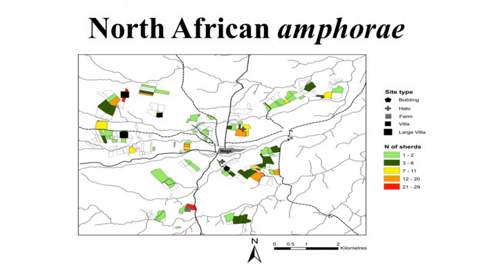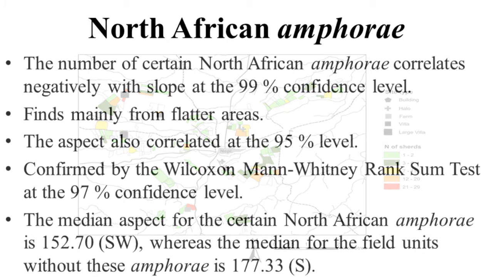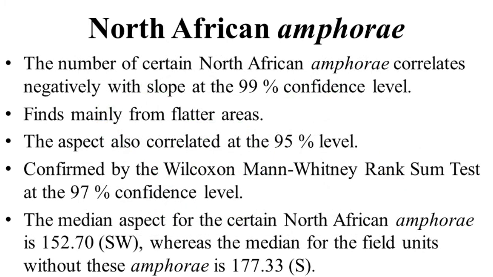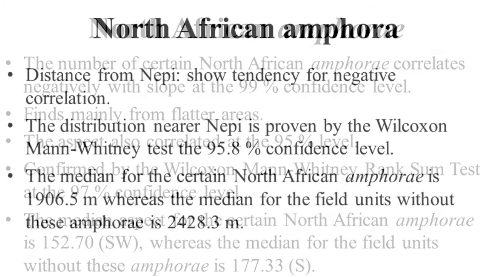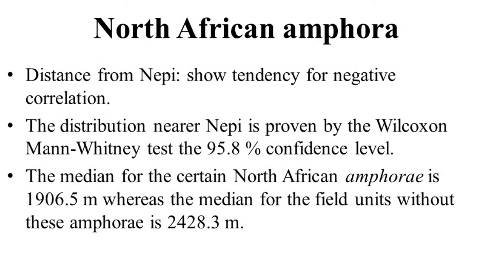Then when we look at North African amphorae, its distribution is connected with flatter areas and areas which open to a certain direction. In this case, it should be southeast. Sorry about that mishap. And also there is a negative correlation between the distribution of this pottery ware type and the distance from Nepi, which again suggests that a lot of pottery, a lot of amphorae, is found near the city itself.